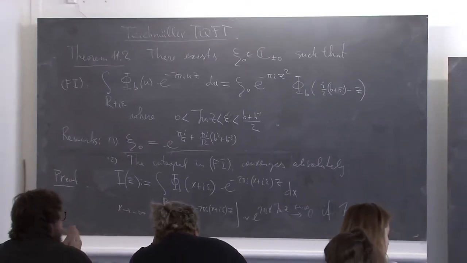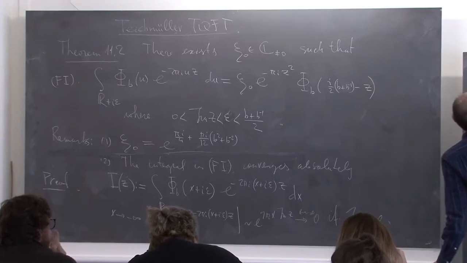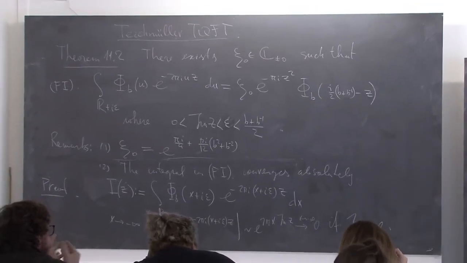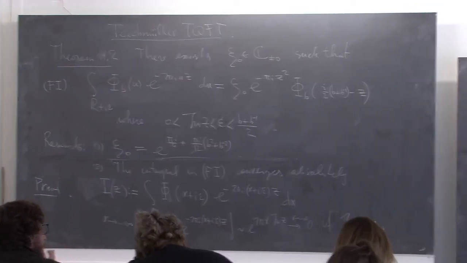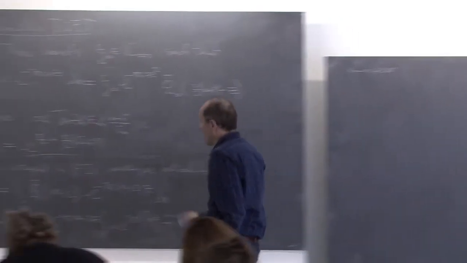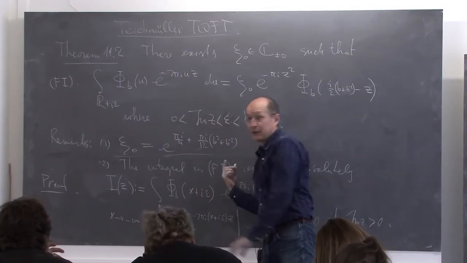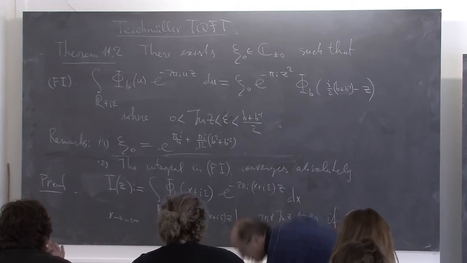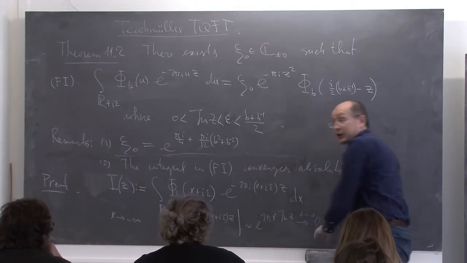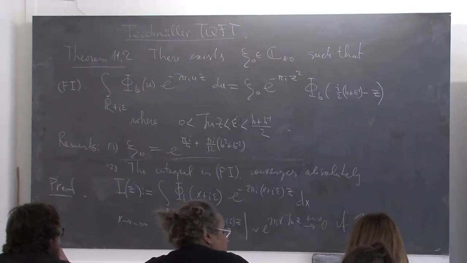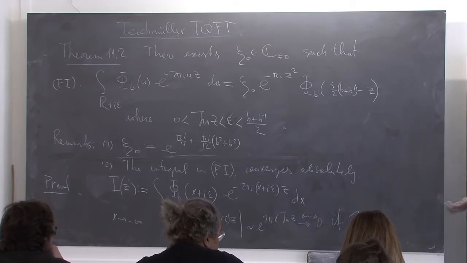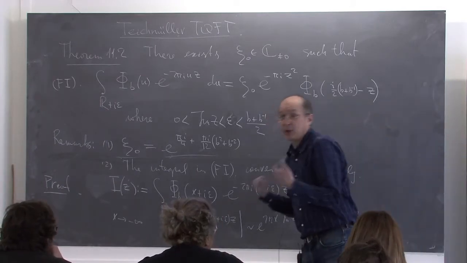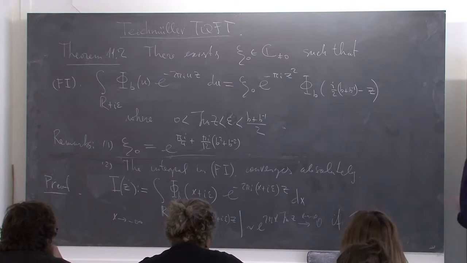And now let us see what happens when x goes to plus infinity. When x goes to plus infinity, we have to use the asymptotics of phi at plus infinity. But remember that we have the inversion relation, which allows us to see the behavior of phi at plus infinity by knowing how it behaves at minus infinity.